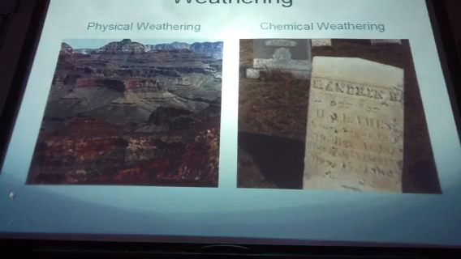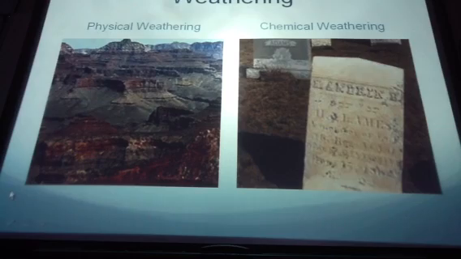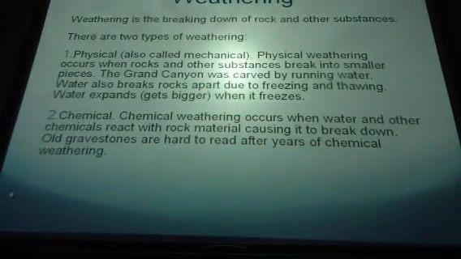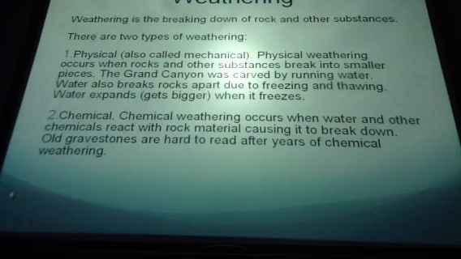There are 2 types of weathering, physical weathering and chemical weathering, and weathering is related to water's unique property of being the universal solvent, which means that water can react chemically to a lot of different substances. Weathering is the breaking down of rock and other substances. There are two types of weathering. Physical weathering is also called mechanical weathering. It means the same thing.